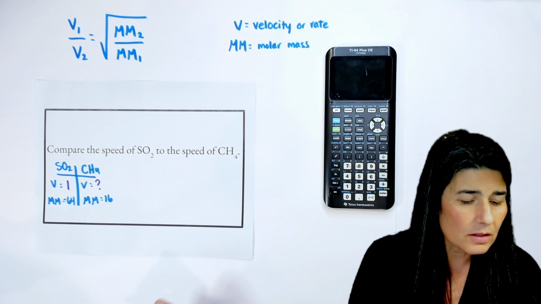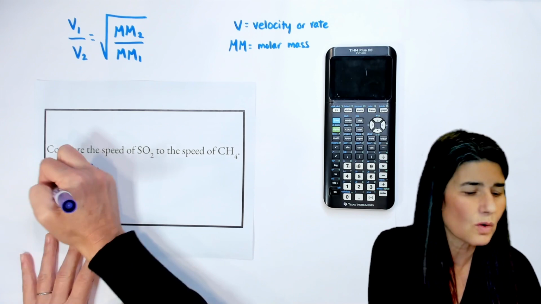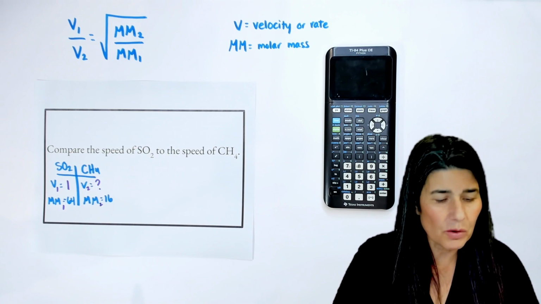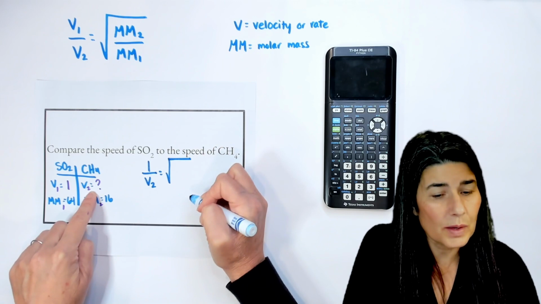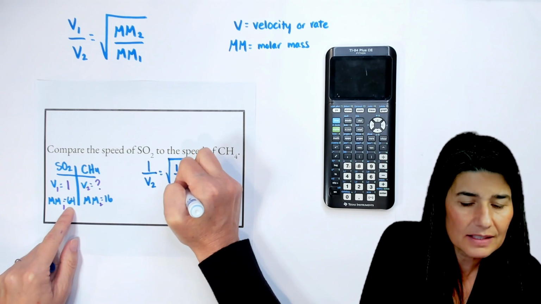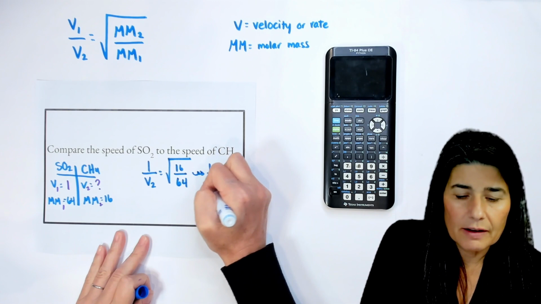So we need to go ahead and assign these to ones and twos. So I'll call this V1, MM1, V2, MM2. Okay, now I'm going to go ahead and plug in my data. V1 is 1 over V2, which is my question. That is equal to the square root of MM2, 16, over MM1, which is 64. So 1 over V2 is the square root of 16 over 64.